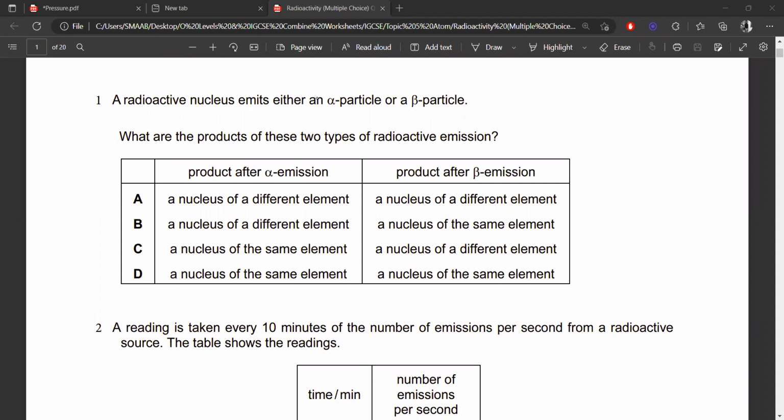These MCQs are all from the chapter radioactivity. The first question is: a radioactive source, a radioactive nucleus, emits either an alpha or a beta particle. What are the products of these two types of radioactive emission? So basically, there is a radioactive nucleus and it may emit either alpha or beta. Both possibilities are there, it can emit alpha as well as beta. So they are asking about the product. What are the products of these two types of radioactive emission?